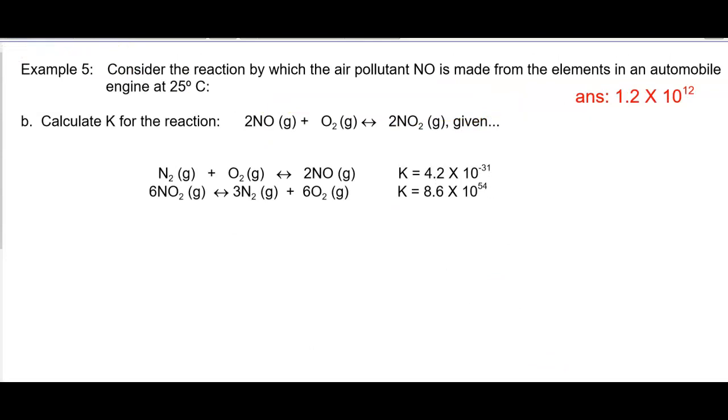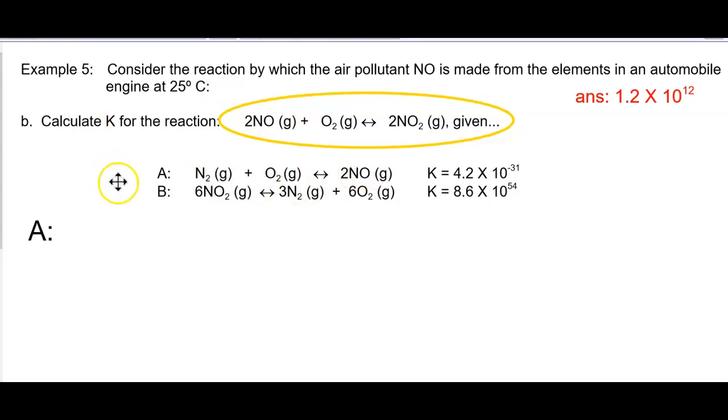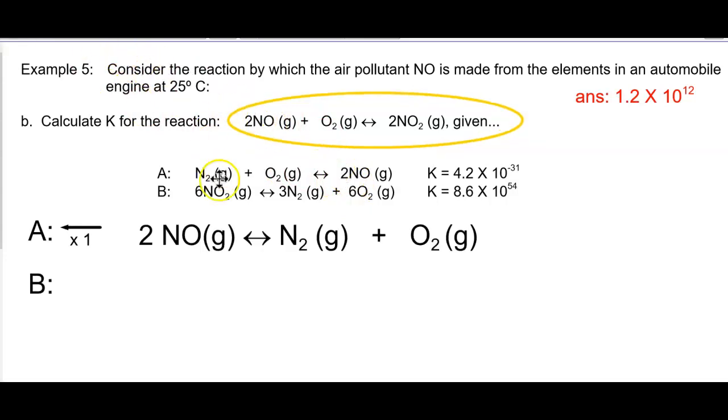For 5B, a new problem. Here's my unknown. And here is my A and my B. So I made these A and B. So I'm going to look at A. What in A is unique to A that I also see in my unknown? I would say NO. So what do I do to get NO on the side I need for my unknown? In A, it's a product. I need it to be a reactant, so I need to reverse. And I need to multiply by 1. Why? Because I have to and I need to. For it, and then I write the equation doing that. So I took my A and I reversed it and multiplied by 1. So here's the A and the forward, and then I reversed it down here.